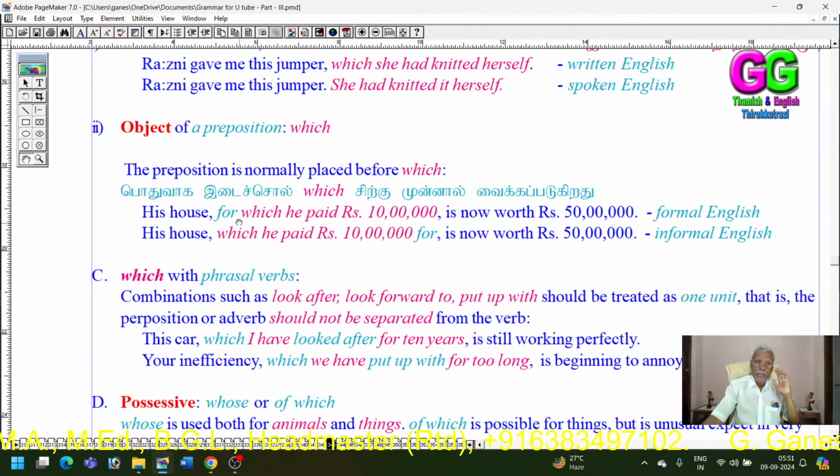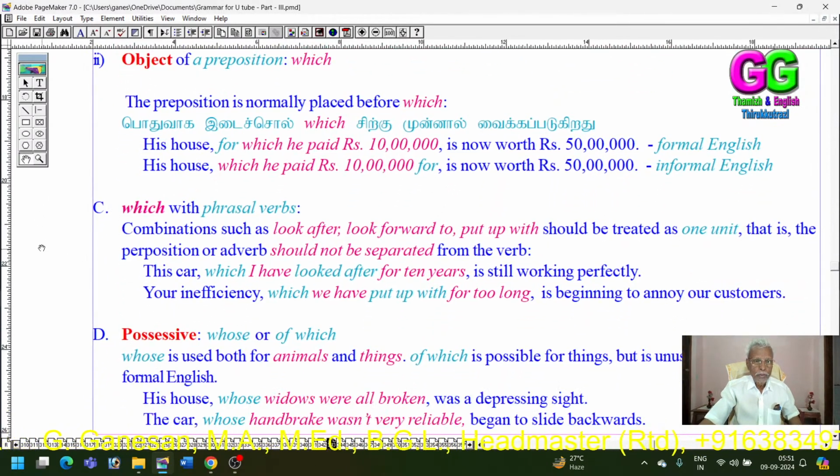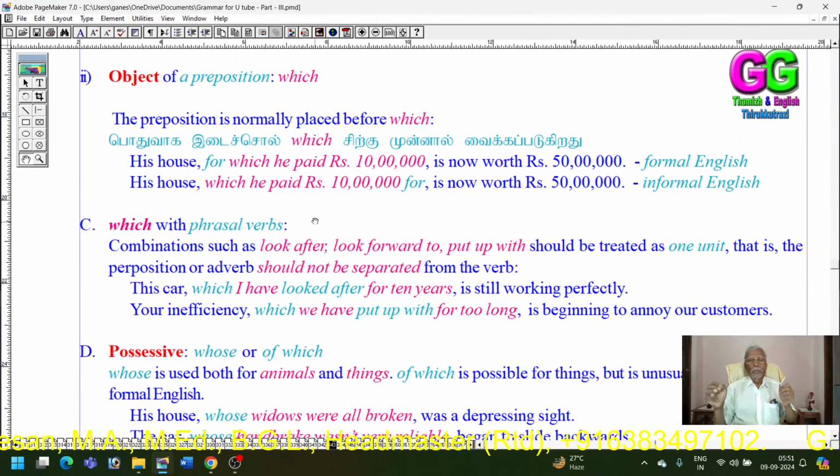So prepositions can be placed either before the relative pronoun or at the end of the relative clause, whether it is a defining or non-defining relative clause, or whether it is for persons or things, whatever it is. Then, which with phrasal verbs? What is a phrasal verb? A phrasal verb is one in which a preposition or an adverb or both are used with the verb. When a preposition or adverb or both are used after a verb, it is called a phrasal verb.